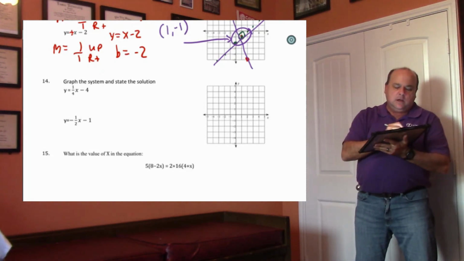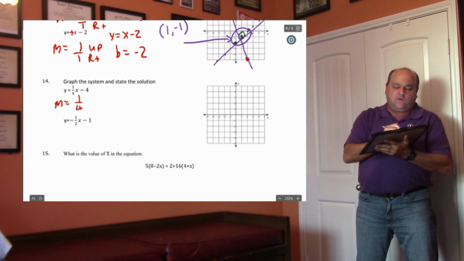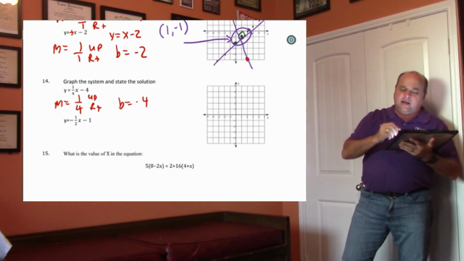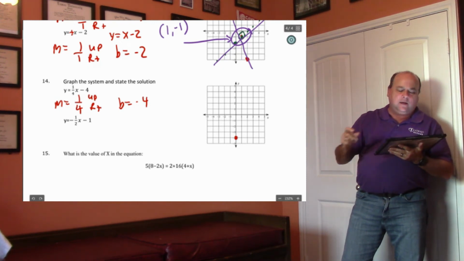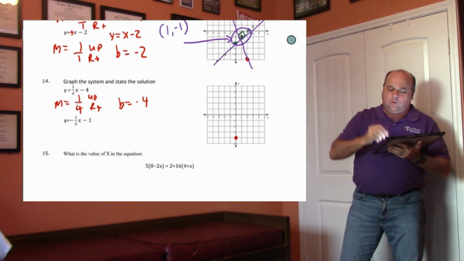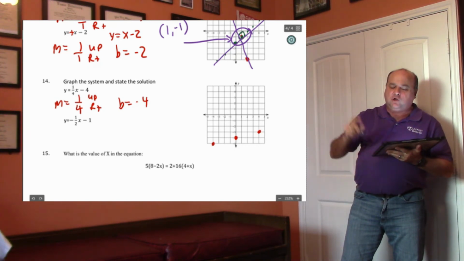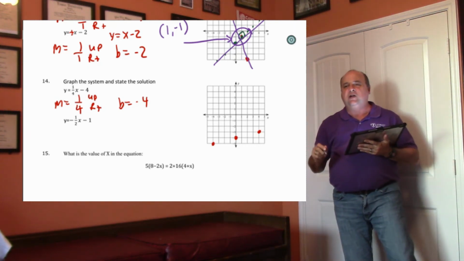Y'all can do this. Okay, write down m equals 1 over 4. That means I'm going to go up 1 and right 4, aren't I? And my y-intercept is negative 4. So we're going to start at negative 4. This is a long video, I know. Then we're going to go up 1, right 4. So count up 1, right 4, and then go down 1, left 4. So my new line is going to go through one of those dots.